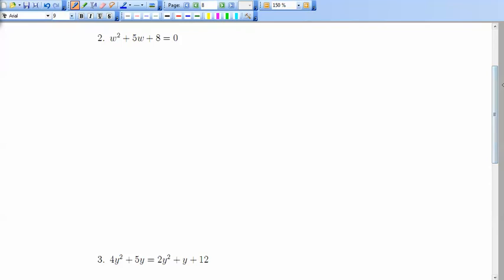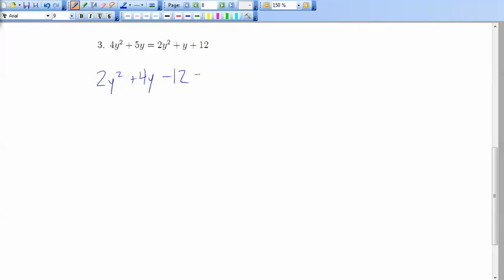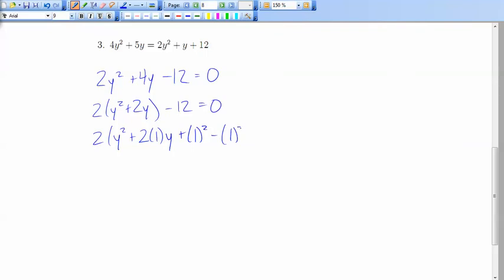Let's try maybe one more example here. How about we look at number 3 there. So let's bring everything over to the left-hand side. We get 2y squared plus 4y minus 12 is equal to 0. And now I'll factor a 2 out of the first two terms. And then I'll look at what's inside my brackets. And I'll say, okay, 2 is 2 times what? Well, it's 2 times 1. So I'll add a 1 squared and subtract a 1 squared inside those brackets.